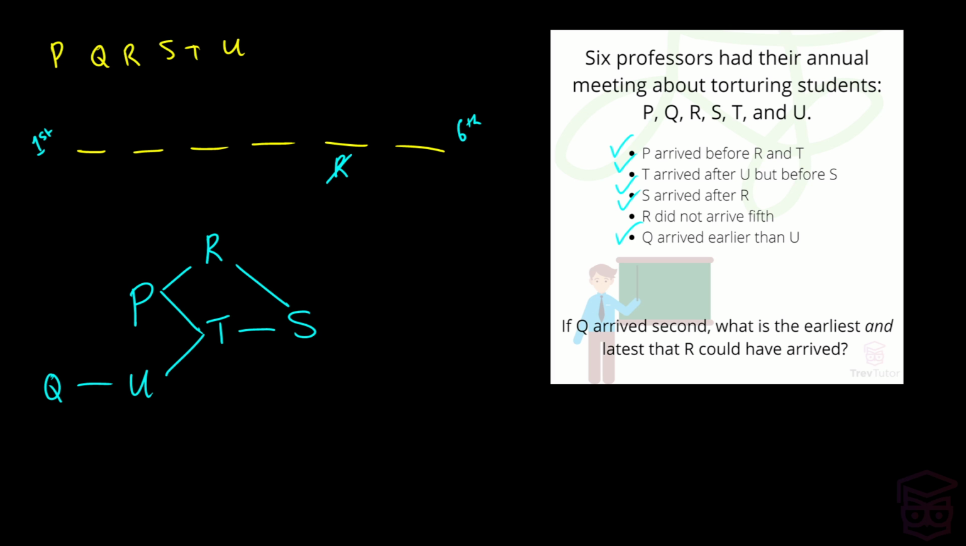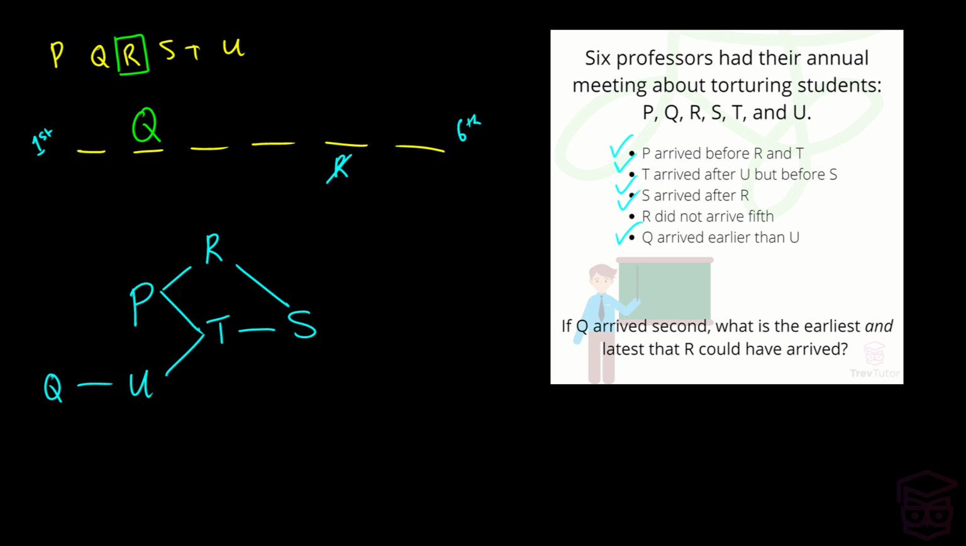Now, the question is not asking us for a total order like the other ones did. That's what makes this different. It gives us a hypothetical, and it says, if Q arrived second, so if Q is here, what is the earliest and latest that R could have arrived? So our focus is on R. And because it says earliest and latest, I imagine we're going to have to construct a couple different scenarios to figure this out. And I say I imagine, but that's how I designed it. So, if Q arrives second, what can happen?